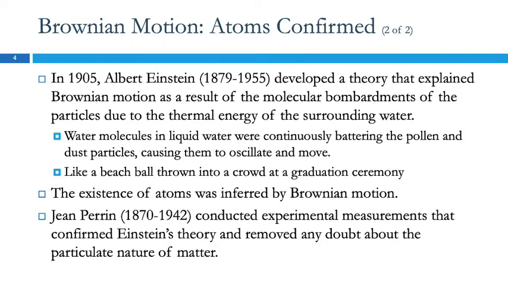So the Brownian motion infers, but does not prove, the existence of atoms. But Jean Perrin did some measurements later that confirmed Einstein's theory. And then there was no doubt that atoms are real.